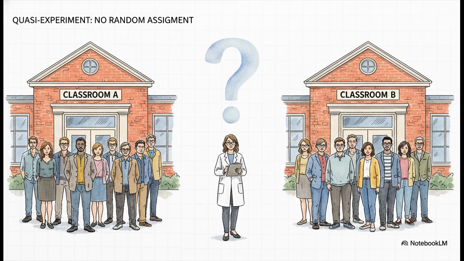These are called quasi-experiments, and quasi just means sort of. So you've got your treatment group and you've got a control group, but, and this is the key, you couldn't use the magic ingredient of random assignment. Maybe you had to compare two existing classrooms at a school.